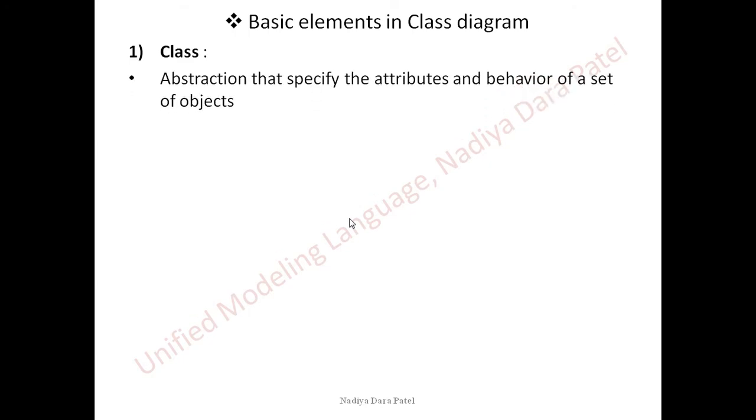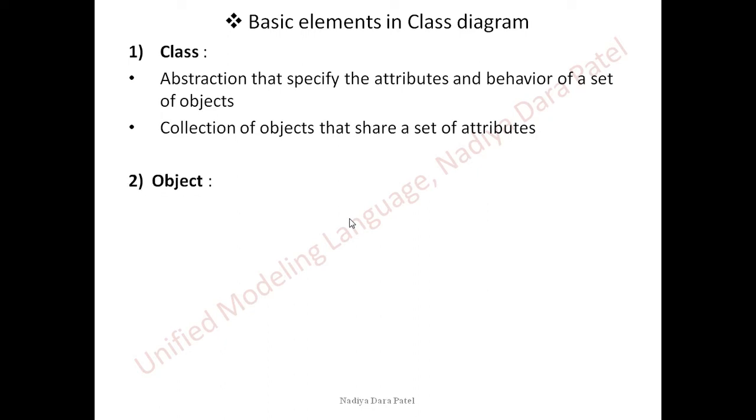So let us go through the basic elements in class diagram which you are already familiar with, because object oriented programming concepts are completely based on class and object. The first element which we are again going to revise and recall is the class. It is an abstraction that specifies the attributes and behavior of a set of objects. It is a collection of objects that share a set of attributes.